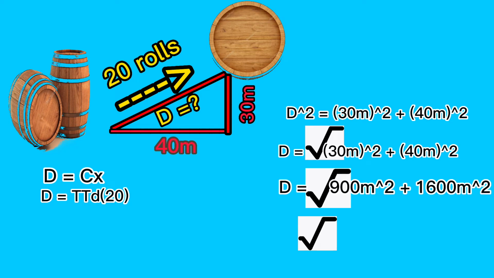D equals square root of 900 square meters plus 1600 square meters. D equals square root of 2500 square meters. Distance d equals 50 meters.